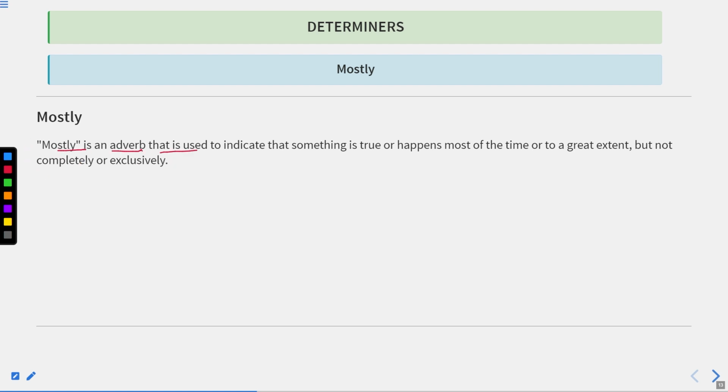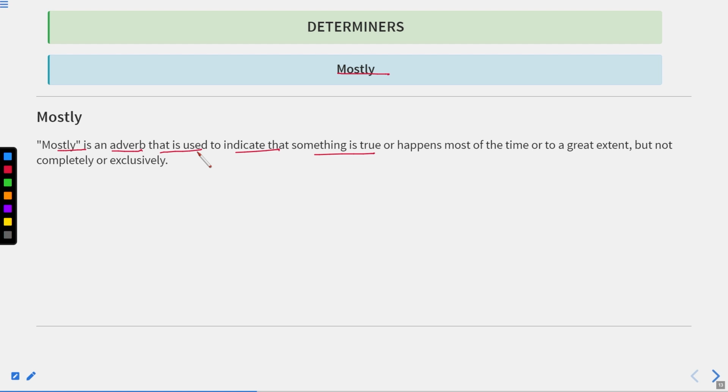Mostly is an adverb that is used to indicate that something is true. Now, here we'll discuss another word, that is mostly. Mostly is an adverb. Now, whenever we use ly with an adjective, it generally becomes an adverb. However, it does not mean that all the time it will be an adverb. It is possible it will be an adjective as well. Well, how is it possible? We have already discussed that in the chapter of adjective, and we'll discuss some concepts about that in the chapter of adverb.